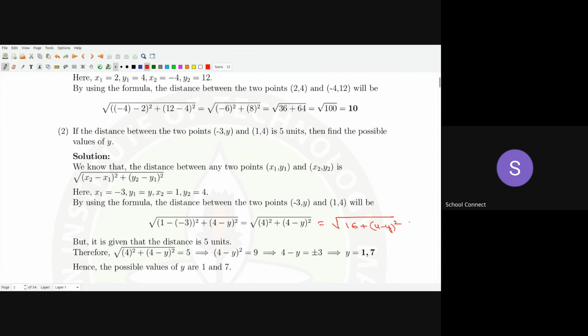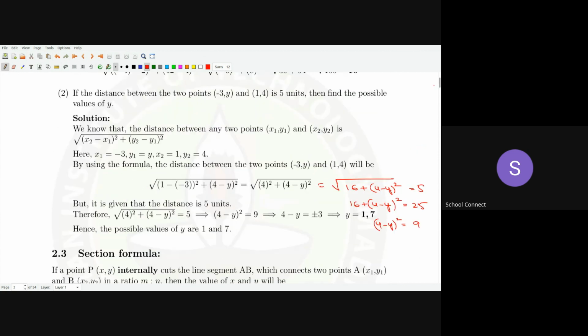So now this is equal to 5 units, which is what is given in the question. So now we equate that to this. So if this is the equation, you just square it on both sides. Then what we will get, so this is 5. If you square on both sides, you will get 16 plus (4 minus y) whole square is equal to 25. Now you take this 16 to the right hand side, then it will become (4 minus y) whole square is equal to 9.